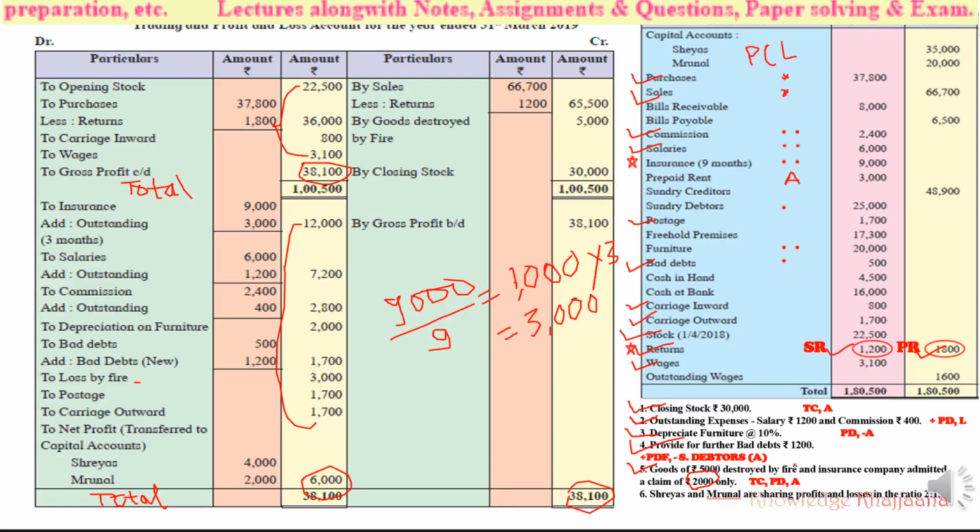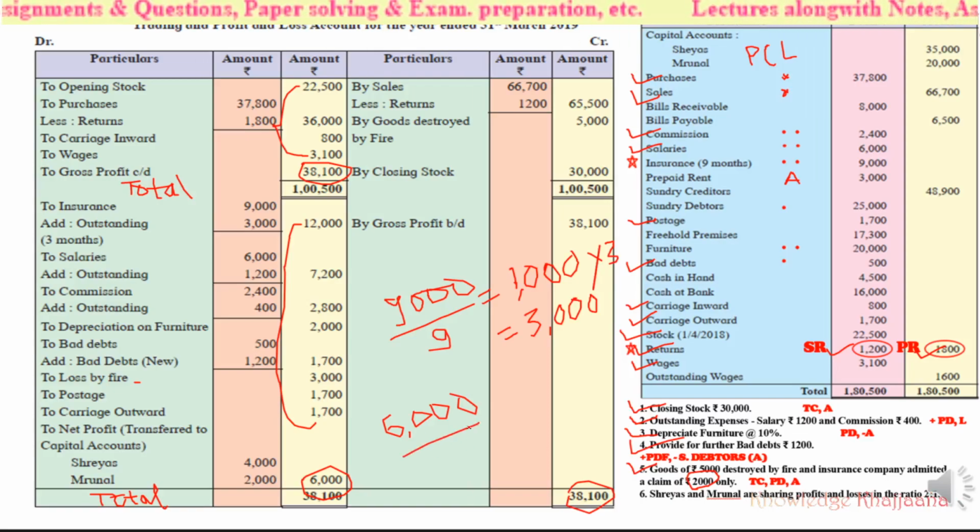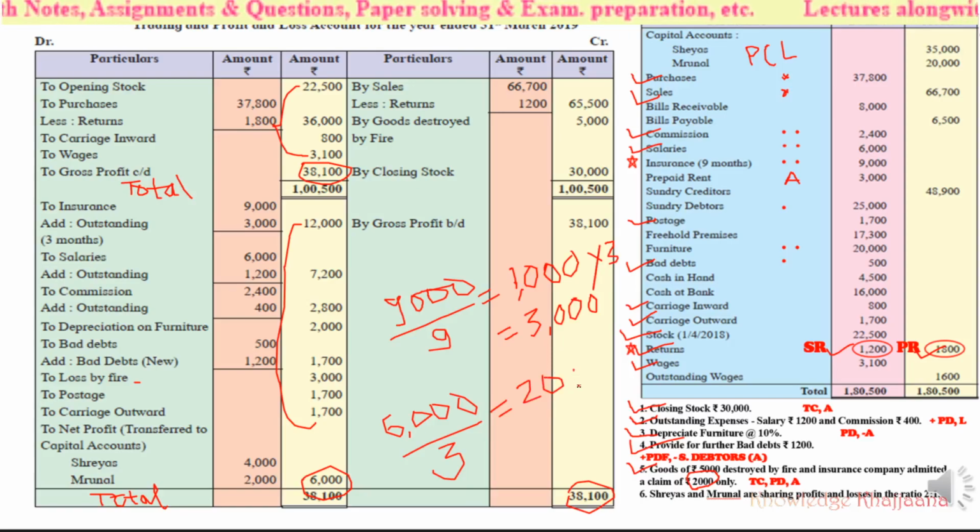Okay, see, this net profit has been distributed to Shreyas and Mrunal in the ratio of 2:1. Okay, so 6,000, how many parts are made? How many parts have been made out of this profit of rupees 6,000? 2:1 means 2 plus 1, 3. So 3 parts have been made out of this profit of rupees 6,000. So what is one part? That is 6,000 divided by 3. That is, one part is rupees 2,000.